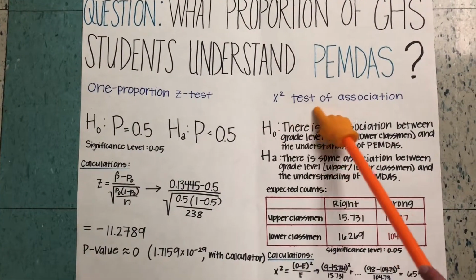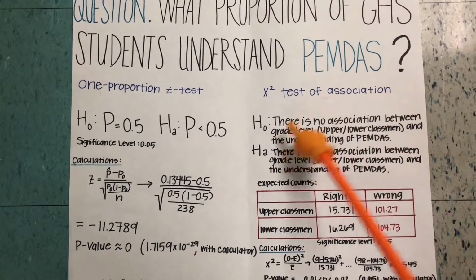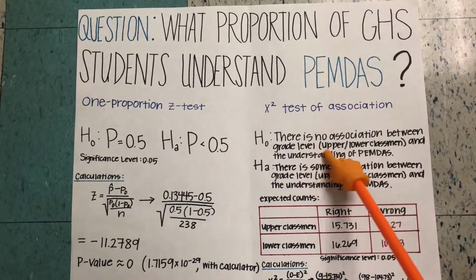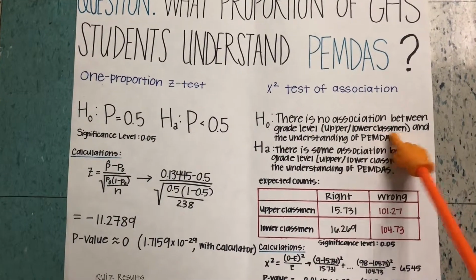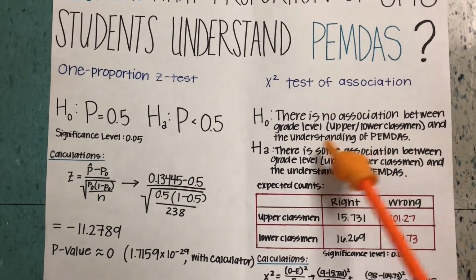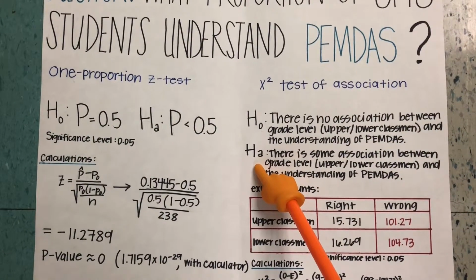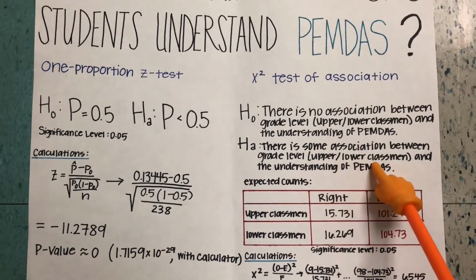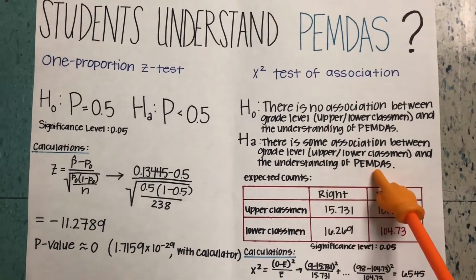Next, we used a chi-squared test of association. Our null hypothesis is that there is no association between grade level, upper and lower classmen, and the understanding of PEMDAS. Our alternative hypothesis is that there is some association between grade level, upper and lower classmen, and the understanding of PEMDAS.